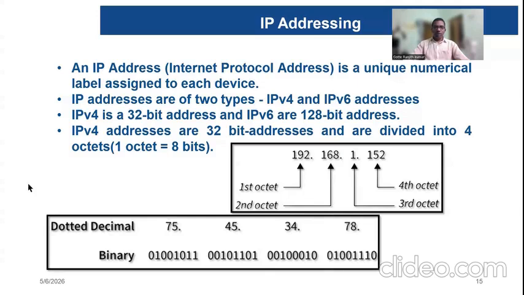Here is an example for the binary representation also. 75.48.35.78 is one IP address represented in the dotted decimal representation. The same thing can also be represented using binary numbers. Like this, 75 is converted into binary, like 01001011. 45 converted into binary. Similarly, 34 and 78. Like this, an IP address can be represented using a decimal number or a binary number.